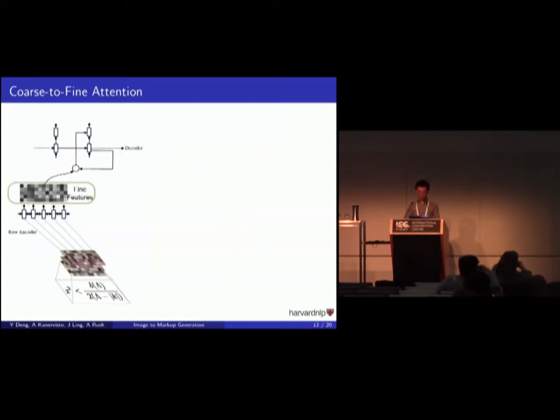Here is how we actually implement that in our model. First, we rename our original features as the fine features, and then we stack additional convolution layers as well as pooling layers on top of our original CNN to produce coarse features, which are basically smaller feature maps. At each step of the generation, we first use the decoder hidden state to attend to the coarse features to pick a coarse cell with hard attention. And then we constrain ourselves to the fine cells only within the selected coarse cell.